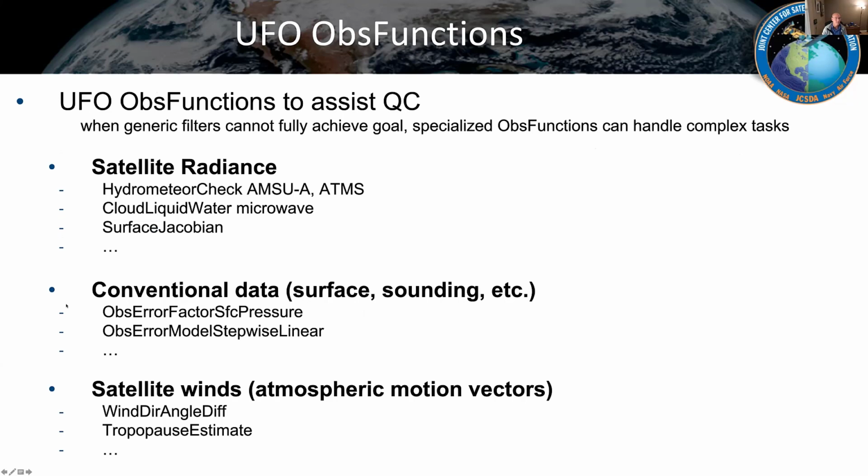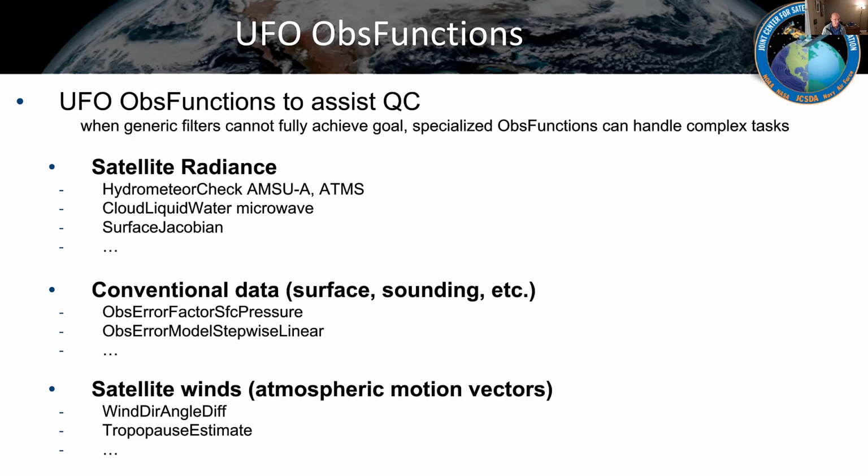So what are OBS functions? A little bit more about OBS functions is they are generally designed when generic filters can't fully achieve a goal. We sometimes need a specialized code in an OBS function to handle the more complex tasks. That was mentioned yesterday, I think, by Wei or Fabio. The hydrometeor check would be different maybe for AMSUA than ATMS, than SSMIS, and so forth. Cloud liquid water check in the microwave region, surface Jacobian. These are just some of the examples.